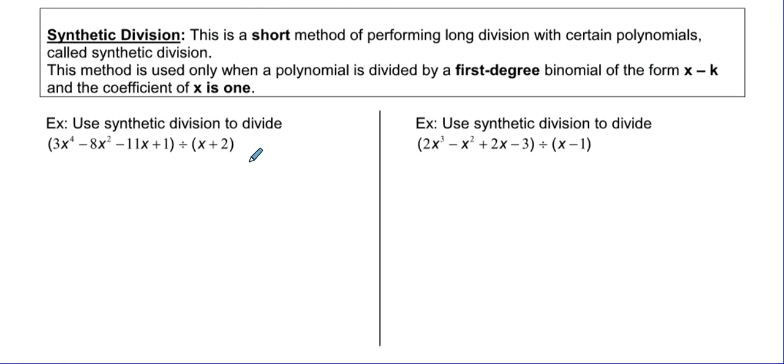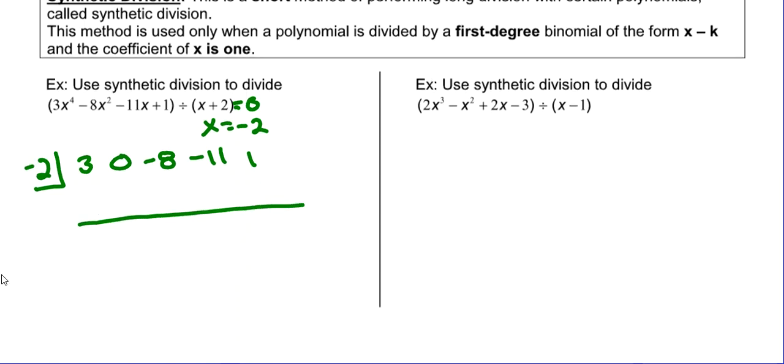Alright, so the first thing you want to do is take your divisor, x plus 2, and set that equal to 0 to find out what number we're going to put in our first box. So we get negative 2 in our box. Negative 2 is the 0 that the divisor creates. Then we're going to take the coefficients, and we're missing the x to the third, so we need a 0 for that. So 3x to the 4, 0x to the 3, negative 8x squared, negative 11, and positive 1.